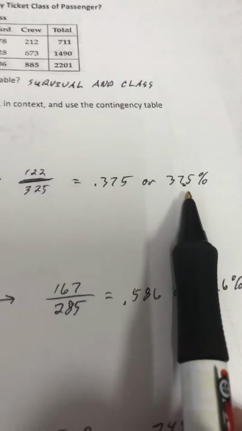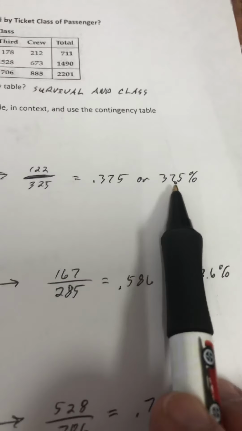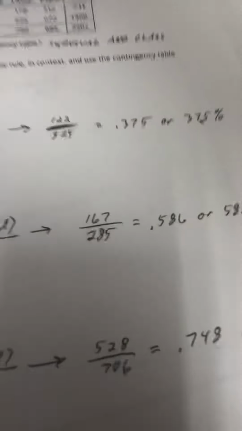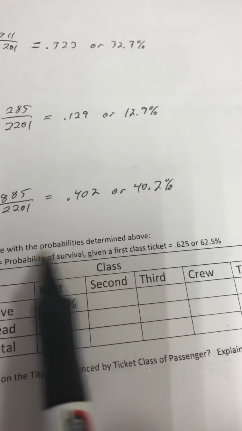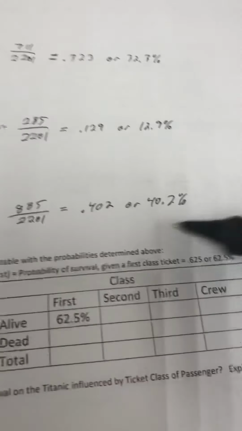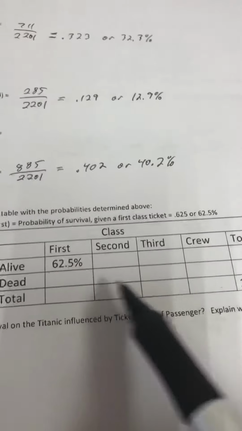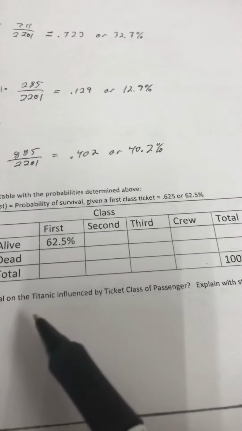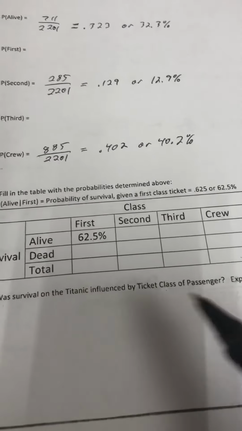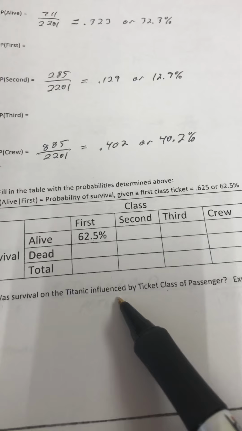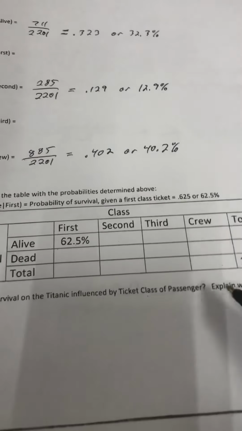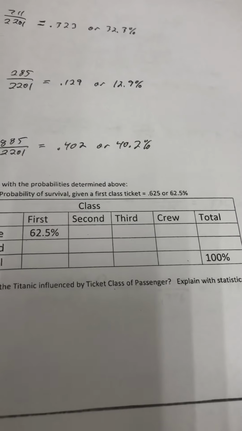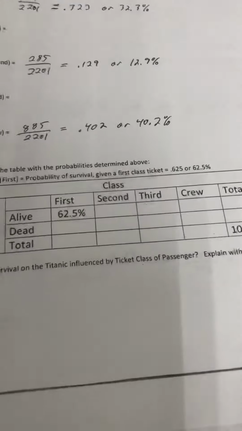So you're going to take that information that you got from these tables and put these in the table, in other words. So just follow the directions, I guess. Fill in the table with the probabilities determined above. So all of these that you've done, you could put in the data in your table. And then you're going to finally be able to answer the question, was survival on the Titanic influenced by ticket class of passenger, and explain your statistical evidence by the percentages.